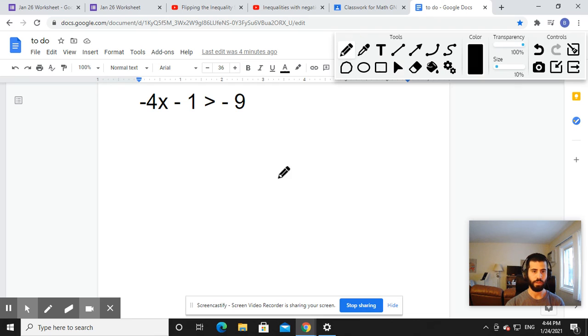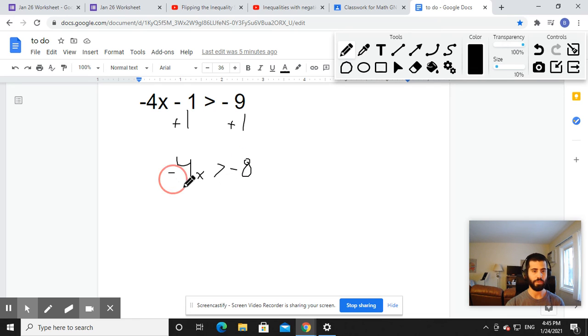One more. Hopefully I am able to finish. Now we are going to do the negative 4x minus 1 is greater than negative 9. We're going to add 1 to both sides first. Hopefully that's the easy part by now. Negative 9 plus 1 is negative 8.